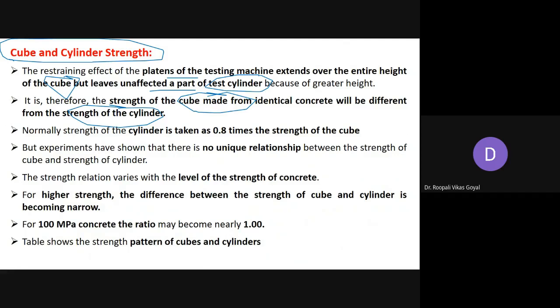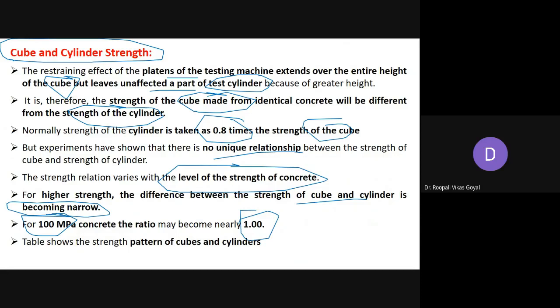And normally the strength of cylinder is generally taken as 0.8 times the strength of cube, because cube is giving higher value, so 0.8 times that value comes in cylinder. But there is no unique relationship between the strength of cube and cylinder. It also depends on the level of strength of concrete, and for high strength the difference between the strength of cube and cylinder is becoming narrow. As high strength concrete increases, the effect reduces, and it is observed that around 100 megapascal concrete, the ratio may become nearly equal to 1. So either you cast cylinder or cube, both will give you similar result.